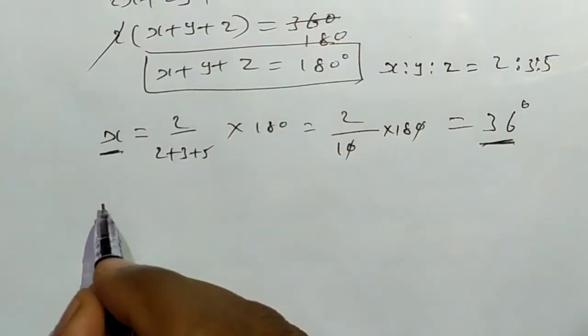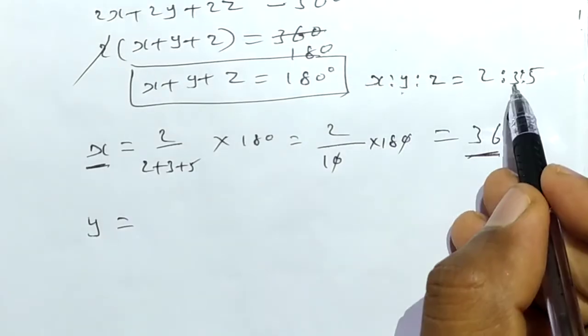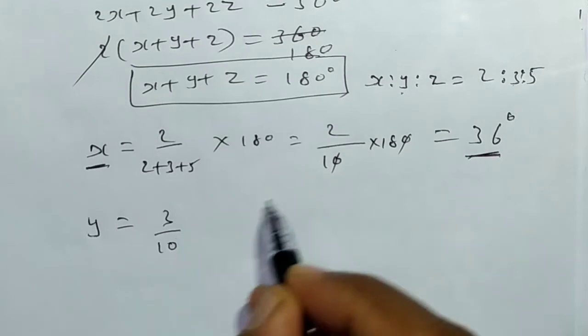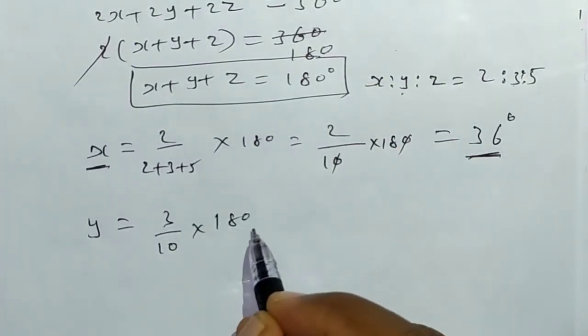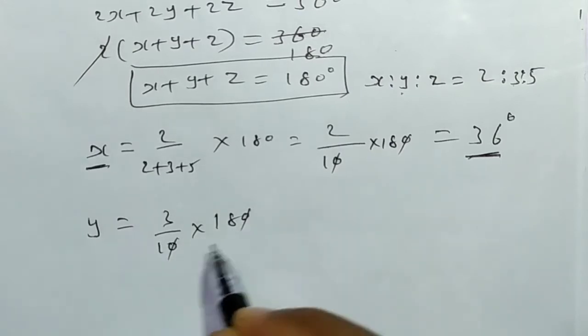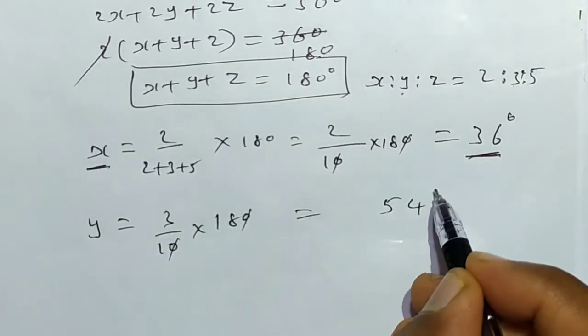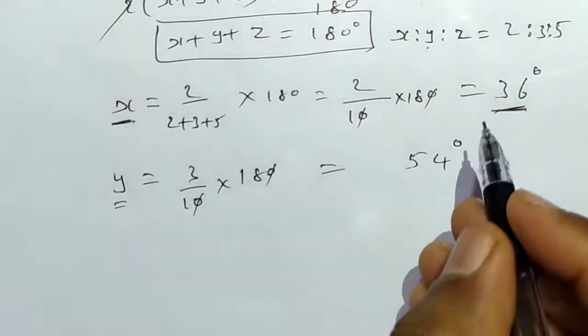Next, the y value. Y is equal to, here y how many parts? 3 parts. 3 by total parts 10 into 180, right? The 0s cancel. 18 times 3 is 54 degrees. We also got that. Next, z.